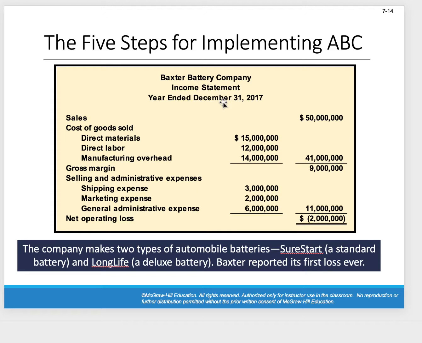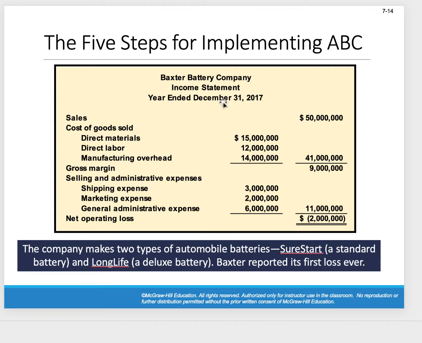What we have here on our screen is the income statement, and notice that we have the manufacturing overhead all lumped into one. This is our traditional costing system. We're going to take this information and create an activity-based costing system. Notice right off the bat, we're at a loss. If you read through the book, hopefully you did that already, you know they're losing money.